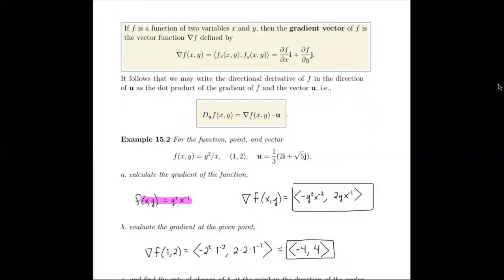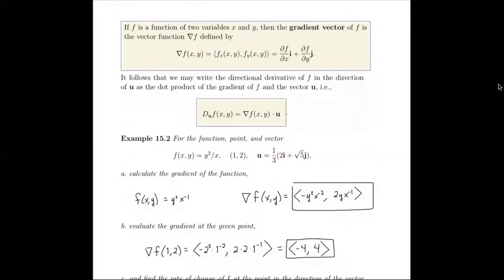1. We've done a nice thing for ourselves here and converted 1 over x, or x in the denominator, to x to the negative 1 power, so that we can use the power rule and keep our partial derivatives nice and clean. The partial derivative of this function with respect to x is negative y squared x to the negative 2, simply by the power rule. And similarly, the partial with respect to y is just 2y x to the negative 1. So there's our gradient of the function given in this line here.